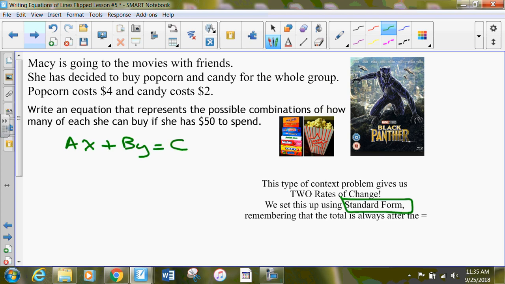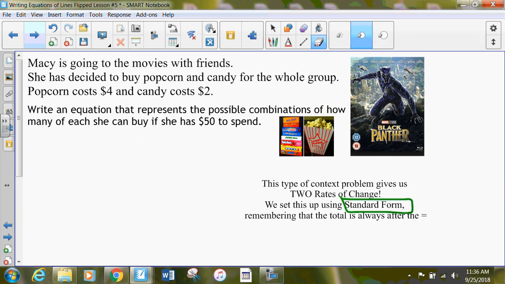Now, just writing that kind of seems like, whoa, Miss Overby. You don't have to remember the A, B, or C. You're just going to remember that we're not going to write this in slope-intercept form. We're going to write it in a different form.